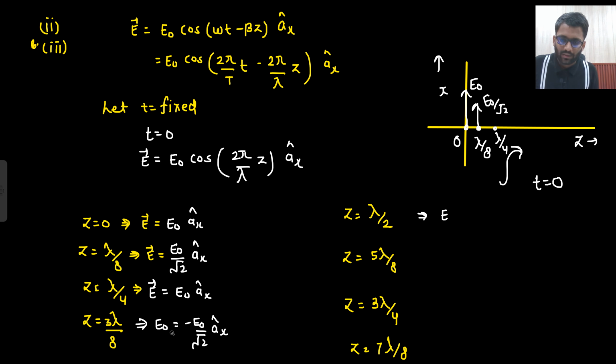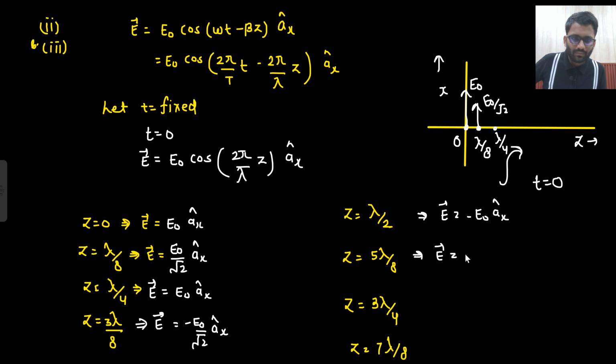Why did I write E naught here? E vector at lambda by 2 is minus E naught Ax cap. So similarly in that manner you can check on your own. 5 lambda by 8, so you will get minus E naught by root 2 Ax cap. These values you can check certainly.